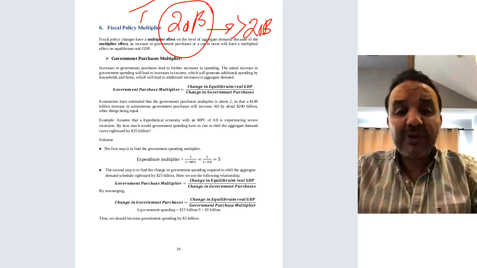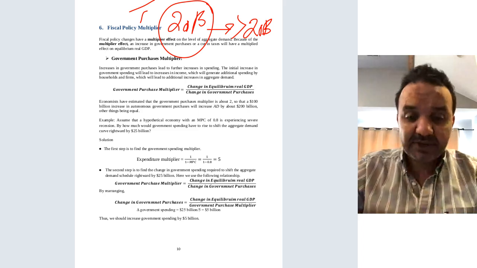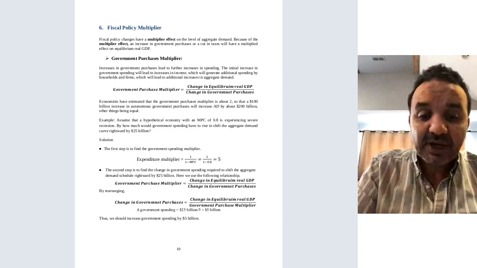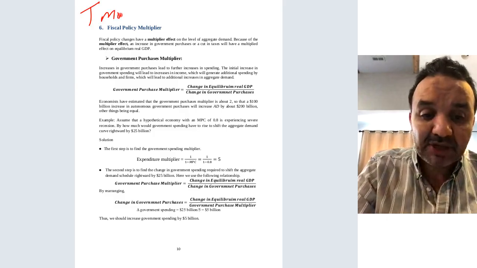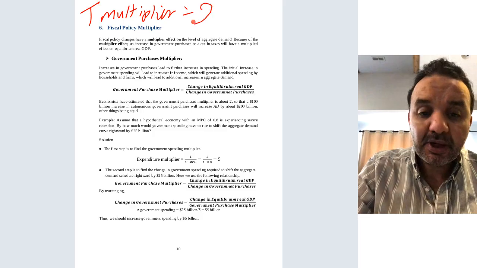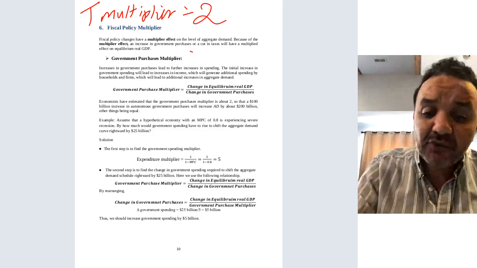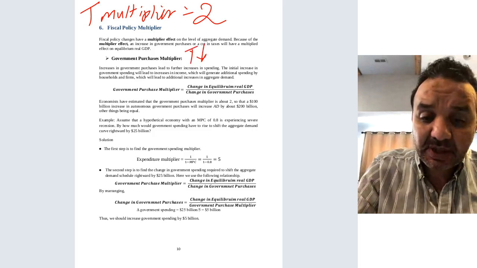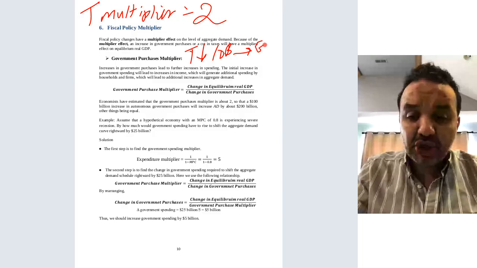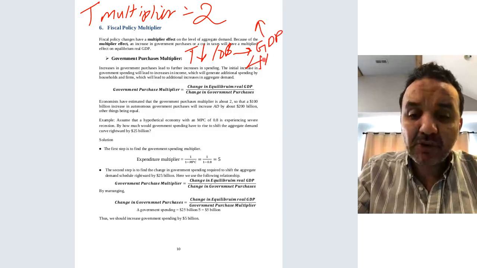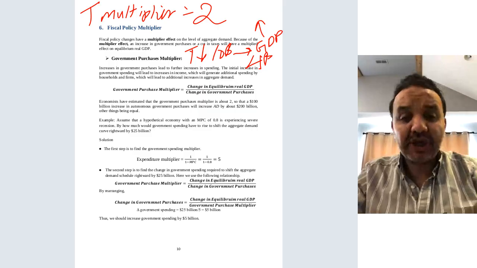Okay, let me be more specific. So for instance, if I say the tax multiplier equals 2, what does that mean? This means if we cut taxes, let's say by 10 billion, GDP will increase by 20 billion, which is 10 times 2.